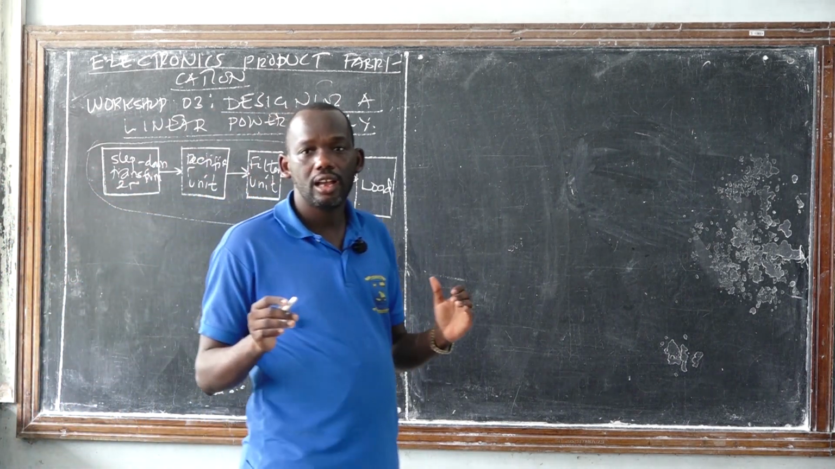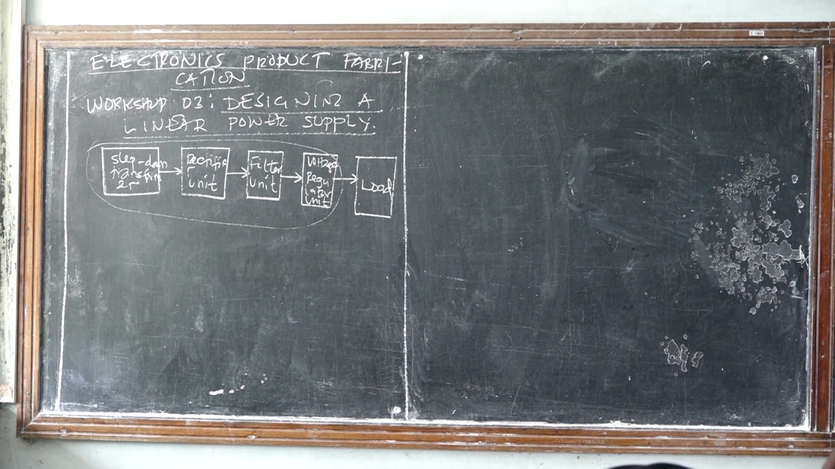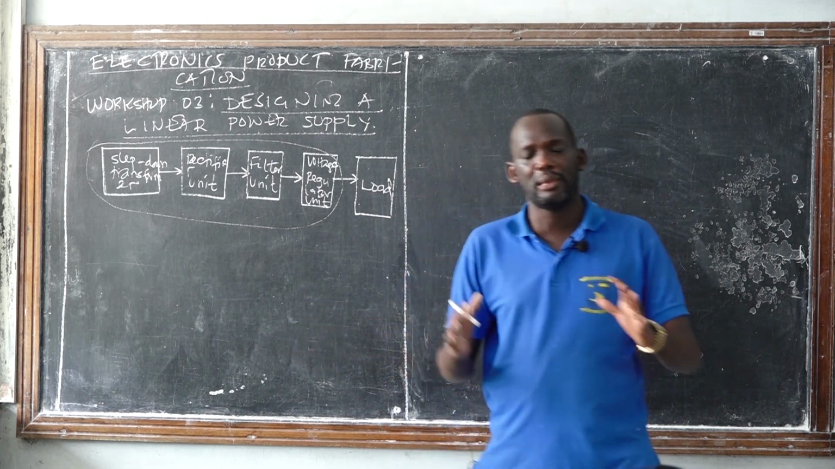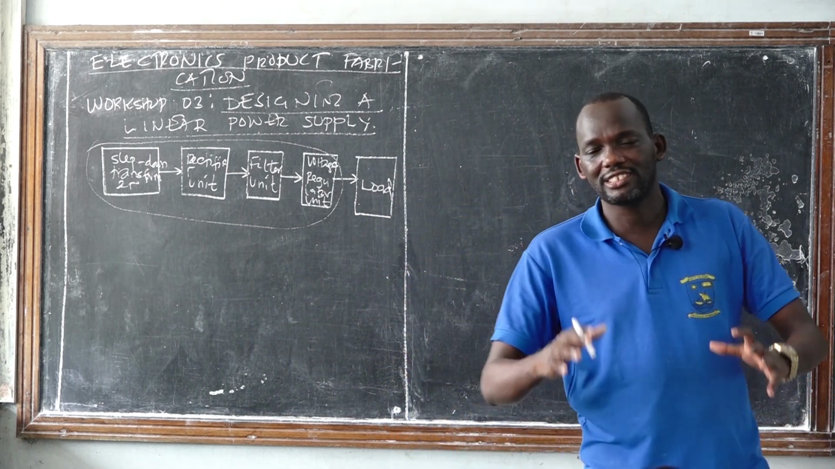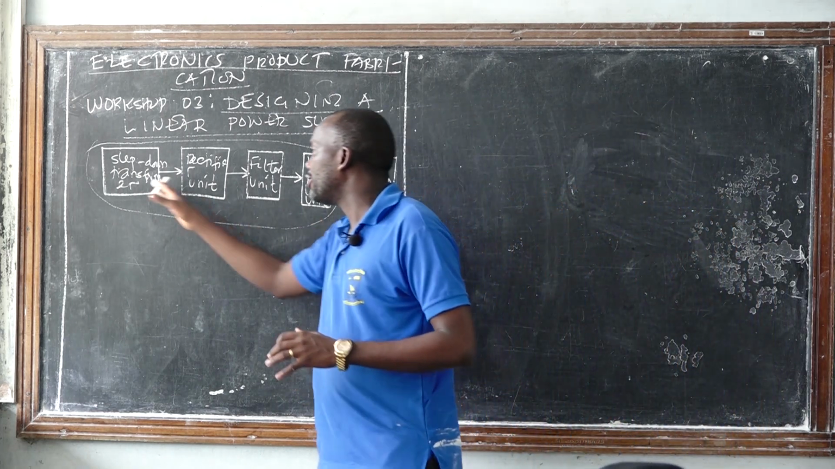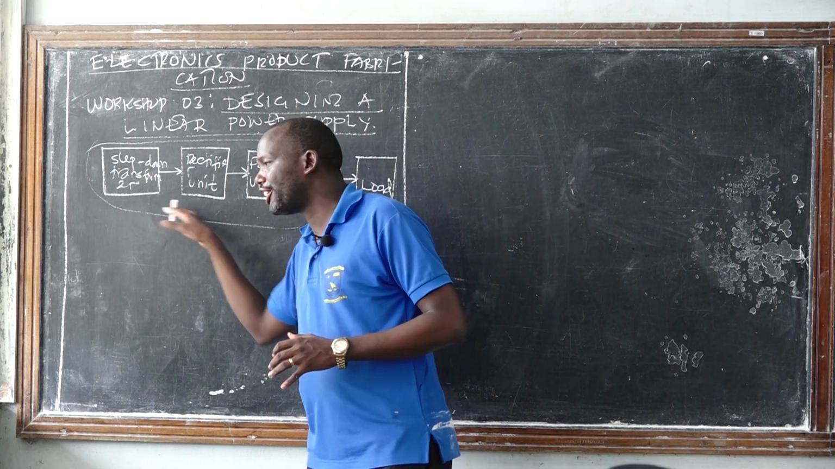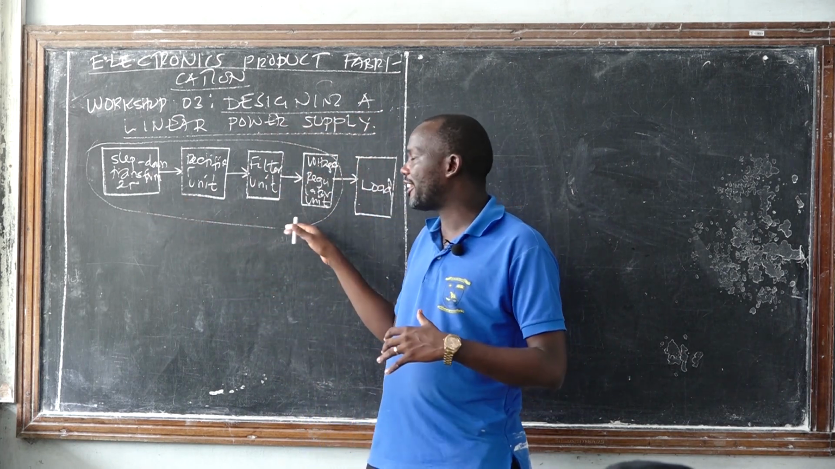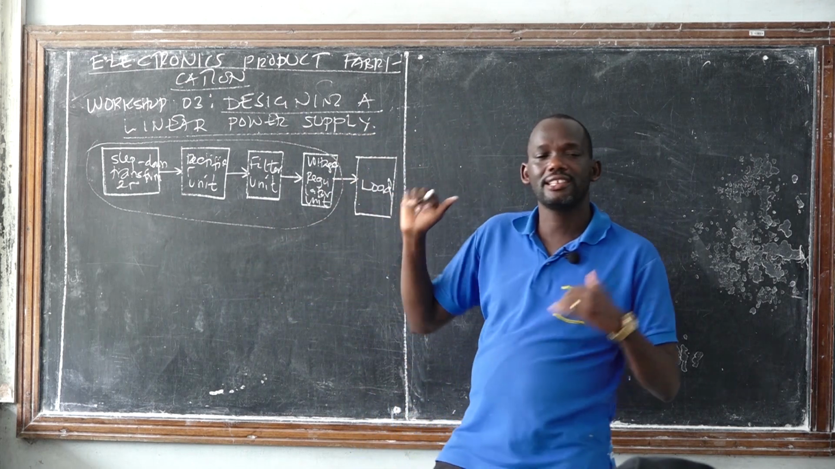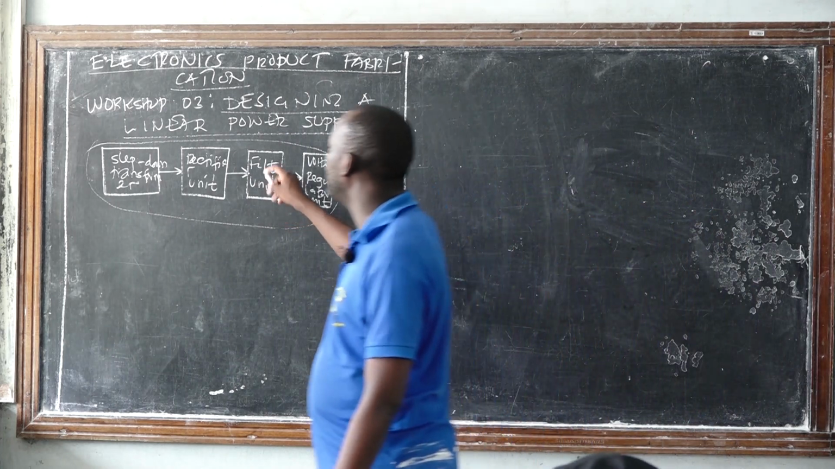Are we together? Yes. So we don't design a load, because a load can be a circuit, a particular device, or something else that needs electric energy, especially direct current or DC energy, from the linear power supply unit. So this is what we call the detailed block diagram.